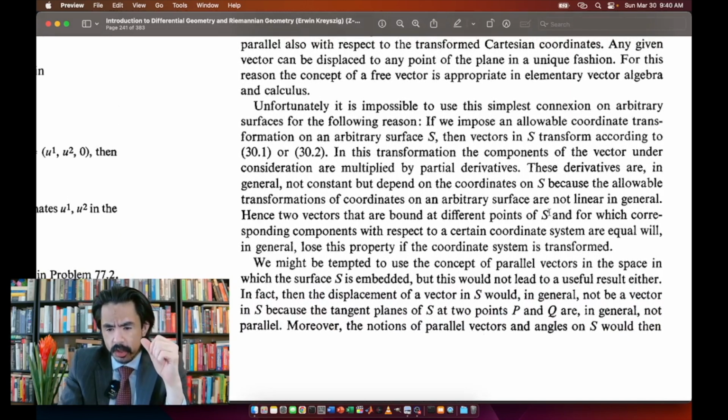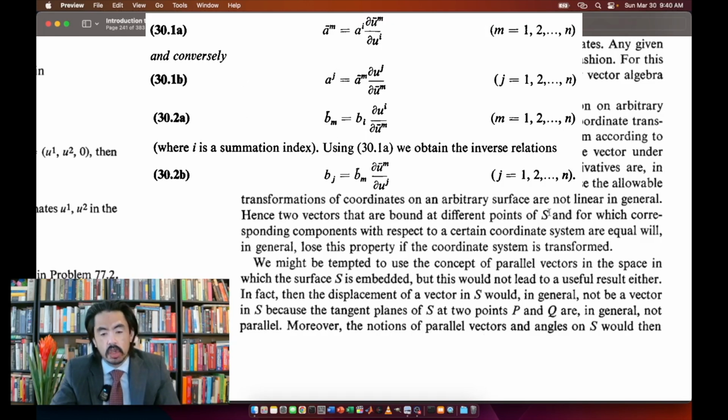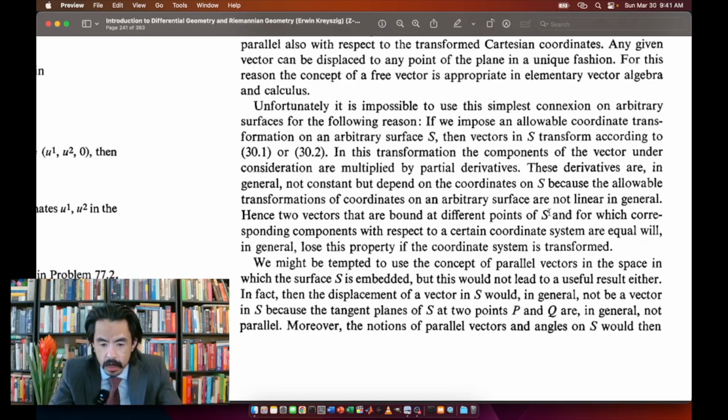Unfortunately, it is impossible to use this simplest connection on arbitrary surfaces for the following reason. If we impose an allowable coordinate transformation on an arbitrary surface S, maybe this surface has non-zero curvature, then vectors in S transform according to 30.1 or 30.2. Those are just the so-called allowable transformation laws of these n-dimensional Riemannian spaces, basically, to keep it short here. Anyways, moving on. In this transformation, the components of the vector under consideration are multiplied by partial derivatives.